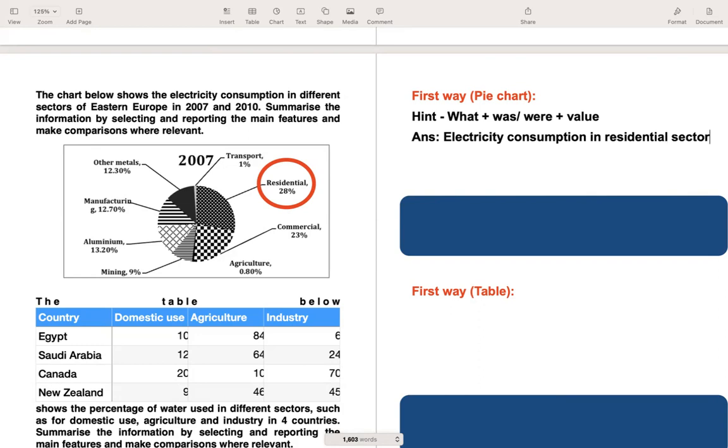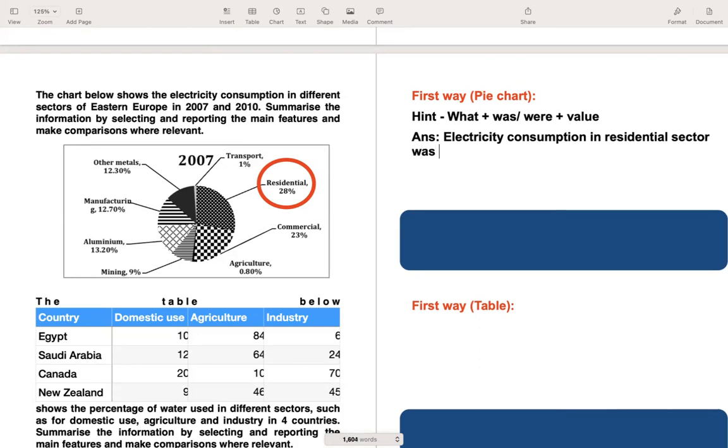Is it clear? That's what this is representing. And then I'll put a was because it's past. It's 2007. And then I'll just put the data, 28%. That's it. The sentence is done. Electricity consumption in residential sector was 28%. Now you have other words if you know them, that's how you get better. For consumption, you can use usage also. That's how you can bring more variation.